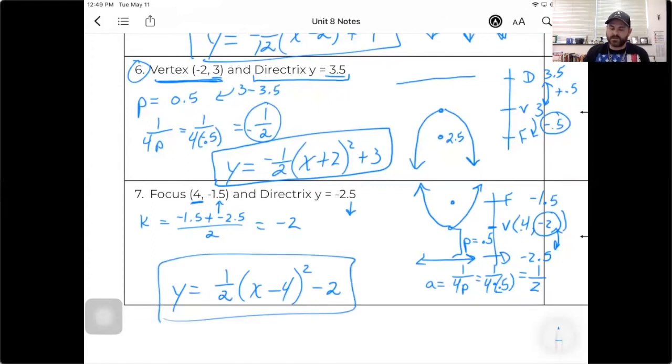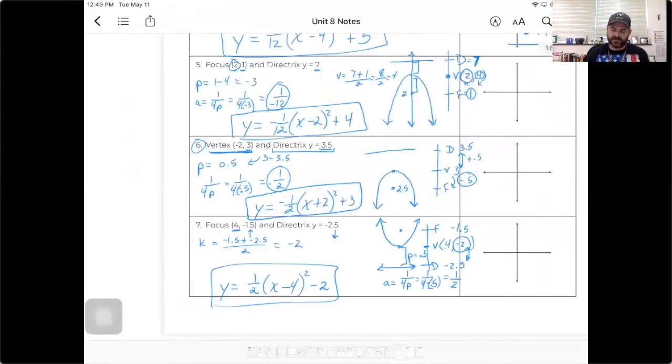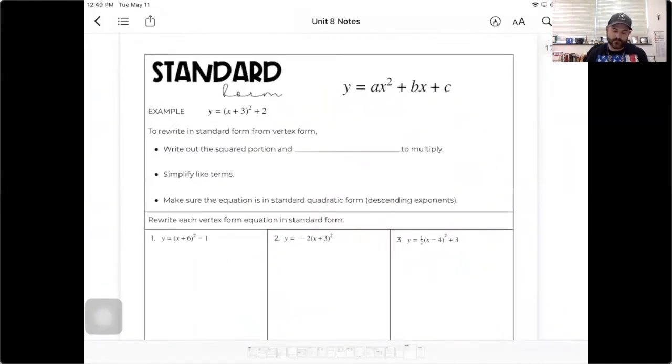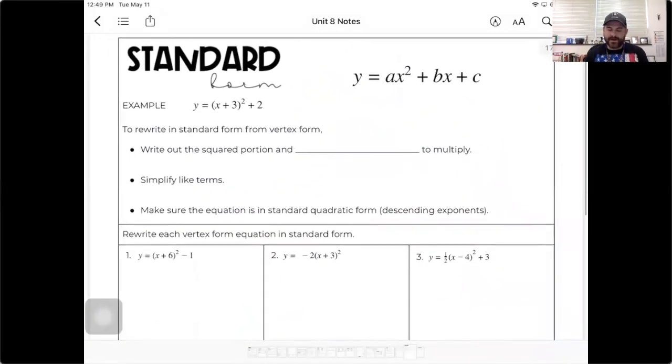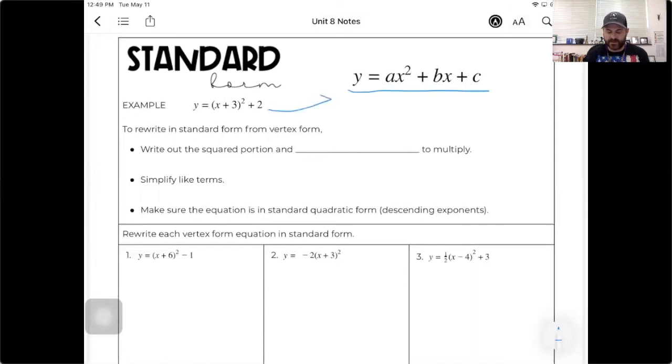Okay, so let's go ahead and move on to our final set of examples. Going back to showing you standard form. Okay, this is standard form. y equals ax squared plus bx plus c. So all we have to do now is take vertex form and try and turn it into standard form, which is something that is going to use some algebra skills, so kind of follow along carefully here.